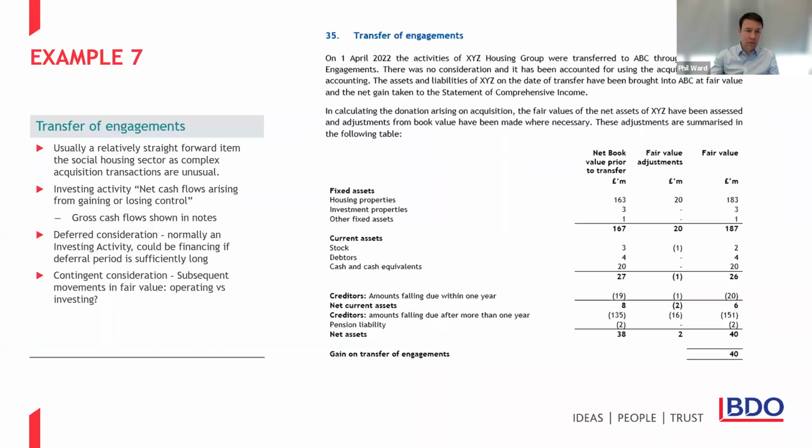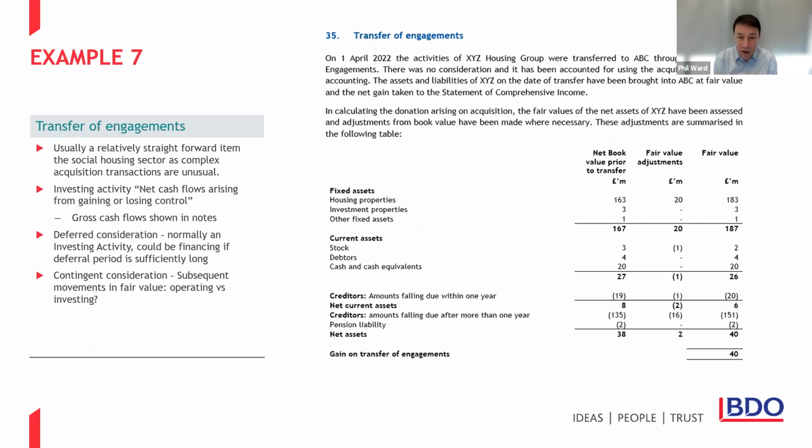Finally, the example I'm going to go through is of a business combination. So the most common business combination we see in social housing is a transfer of engagement. Thankfully, this is a relatively straightforward item, and we don't tend to have the complex acquisitions and disposals that you sometimes see in the corporate world. As a reminder, the required disclosure where you've got business combinations is in investing activities to show the net cash flows arising from gaining or losing control of that business. And the gross cash flow is then shown separately in the notes.